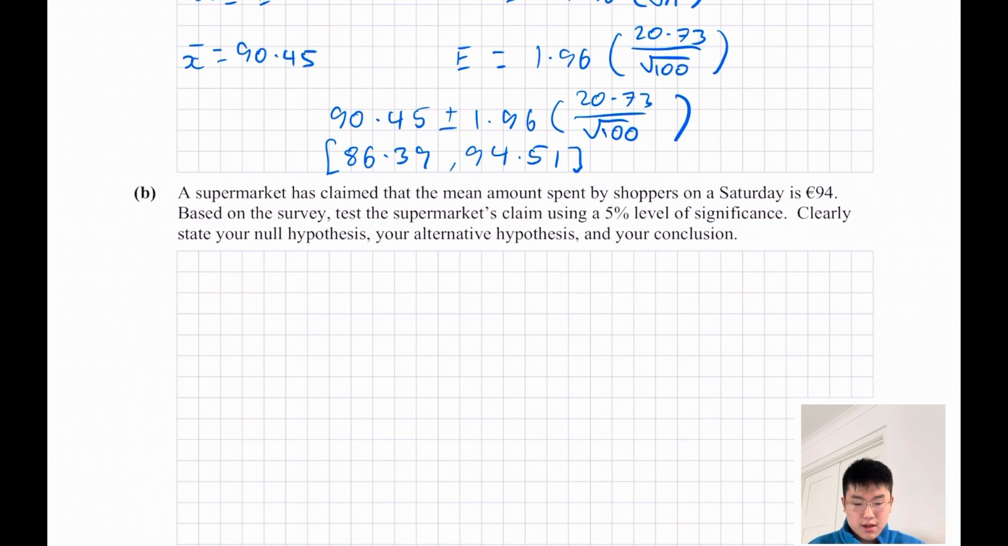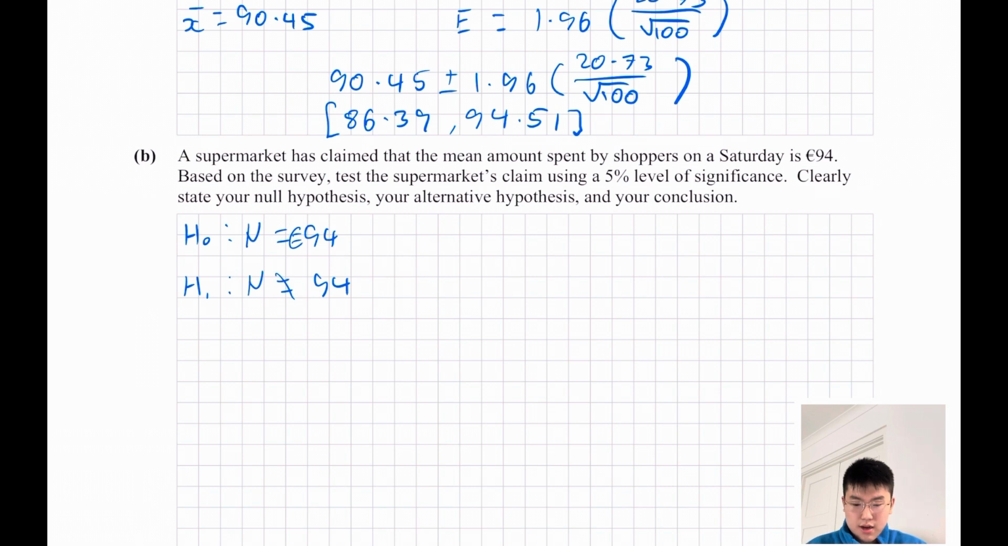Now, for part B, we're asked to conduct a hypothesis test to show whether the mean amount is 94 euros or whether it's not 94 euros. With every hypothesis test, we need to state the null hypothesis and also the alternative hypothesis. The null hypothesis here is that mu, the mean or the average, is 94 euros. And the alternative hypothesis is that the mean amount that shoppers spend is not 94 euros. So now we go ahead and conduct our hypothesis test.